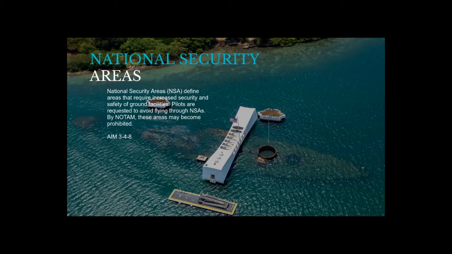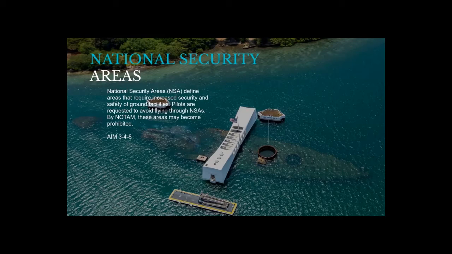Secondly, during certain times of the year or certain situations, these national security areas can by NOTAM become prohibited. And certainly, of course, then have the same level of structure and restriction as a prohibited area does. So otherwise, pilots are going to be requested to avoid flying through NSA. So let's take a look at another example of this. So let's actually go specifically to Pearl Harbor to see what this looks like.